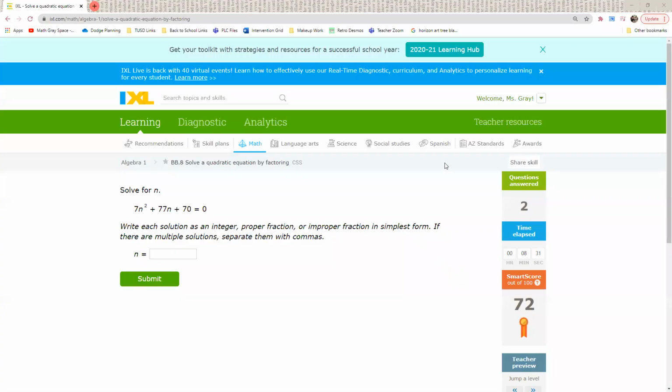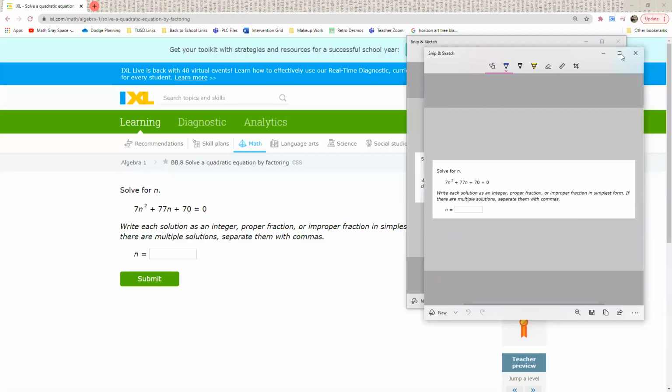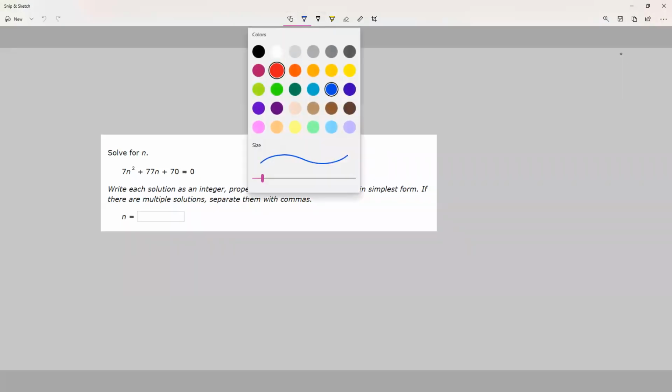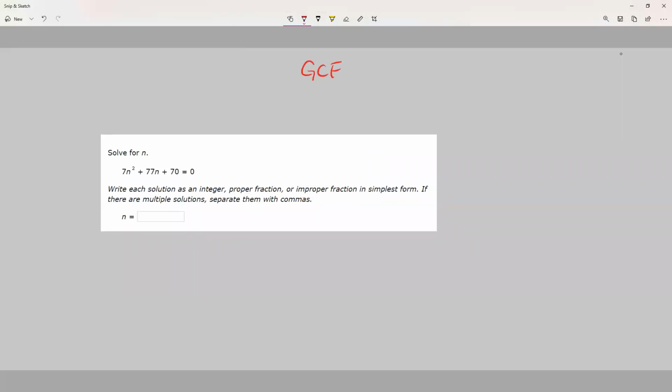So let's do this one. This is at 72. So this is considered one of the more challenging ones. Again, I would take out a greatest common factor first, which I do have one here, right? I can take out a 7. So if I pull out 7 to the front, I have n squared plus 11n plus 10.